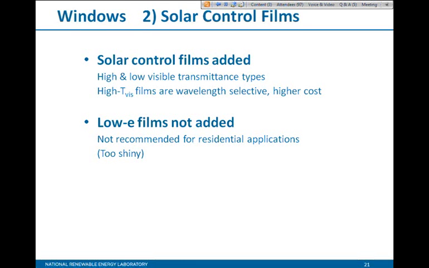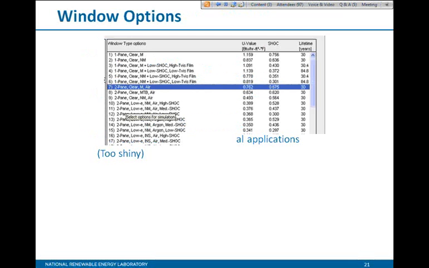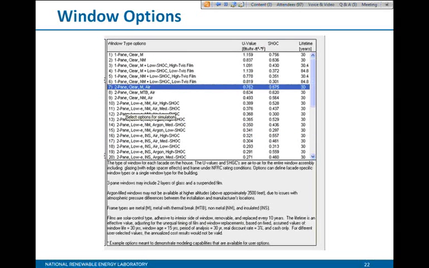So if you look at the window options screen at the top, the first two are the two single pane window options that we now have with metal or non-metal frames. And then the next four options are combinations of the two different solar control films with those single pane windows. So we've added those options.